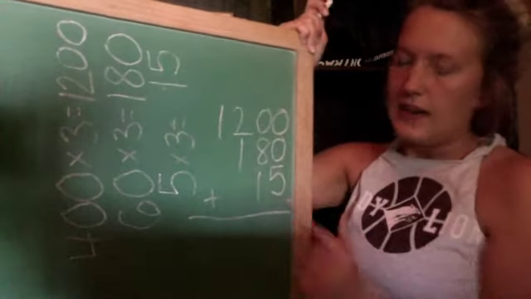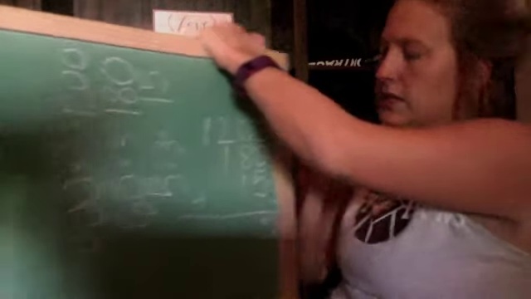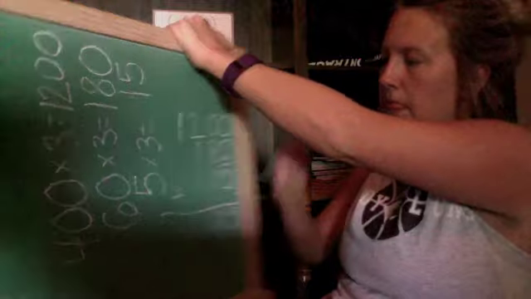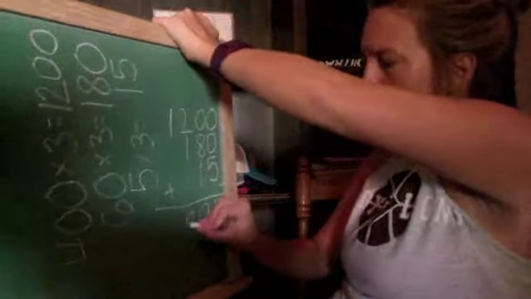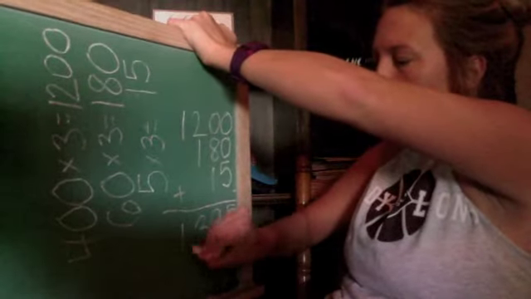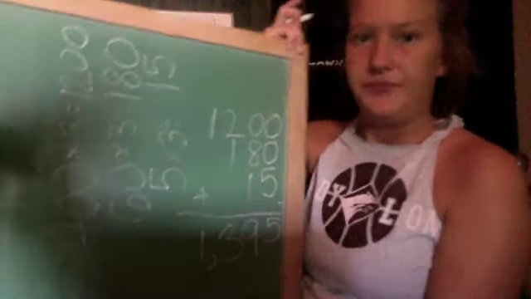So go ahead and let's start adding through this. 0 plus 0 plus 5 gives us 5. 0 plus 8 plus 1 gives us 9. 2 plus 1 gives us 3. And 1 plus 0 plus 0 gives us 1. So our answer is 1,395.